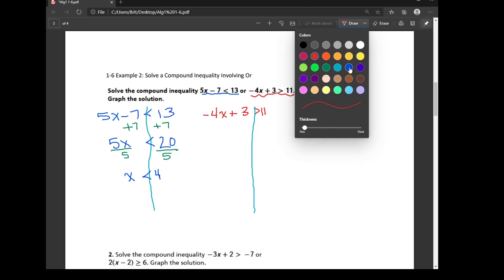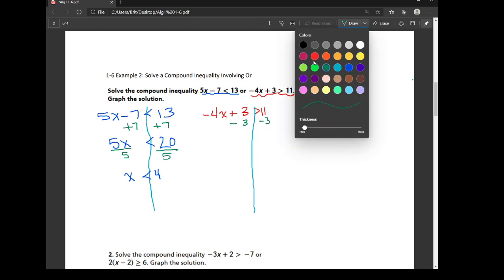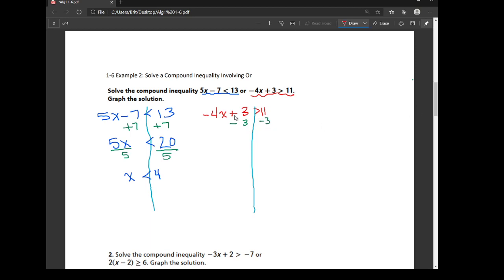So here on our red one, again we have multiplication and then addition or subtraction. So I have to get rid of the addition before I can use inverse operations on multiplication. So the opposite of adding is subtracting. So I'll subtract 3 from both sides. So I get negative 4x is greater than 8.